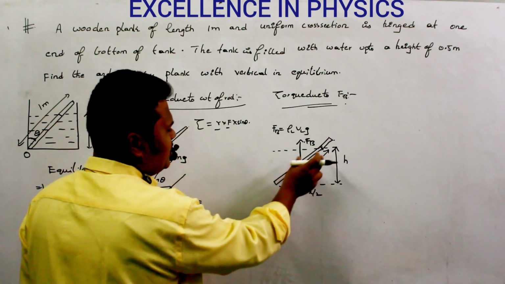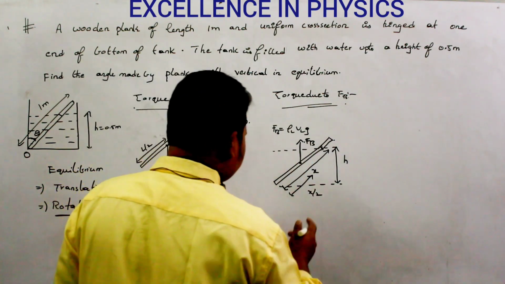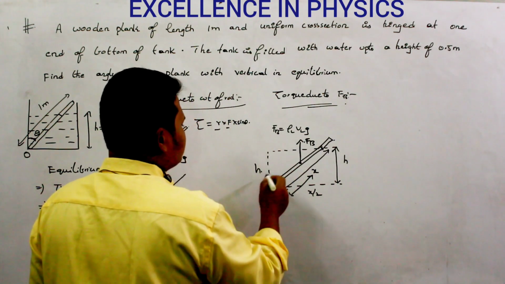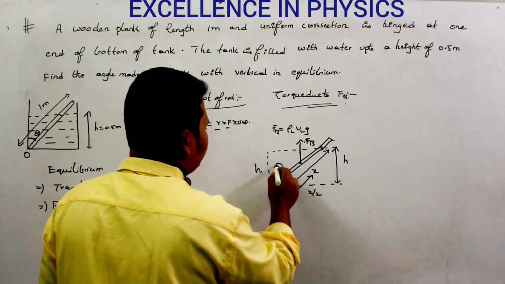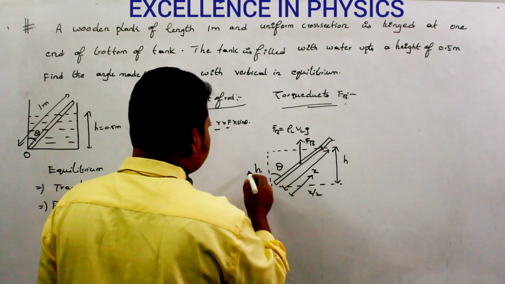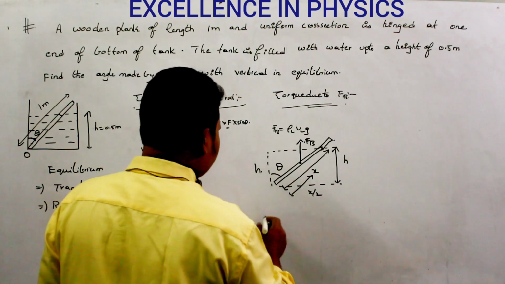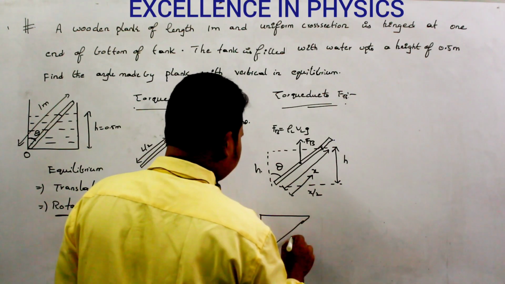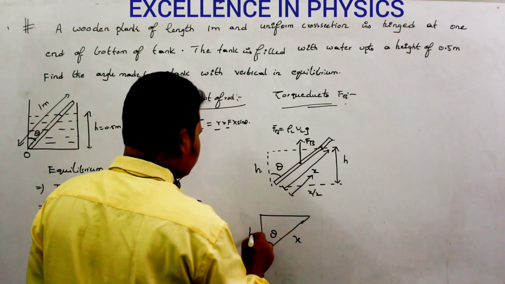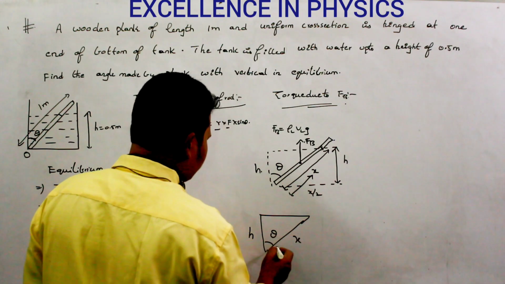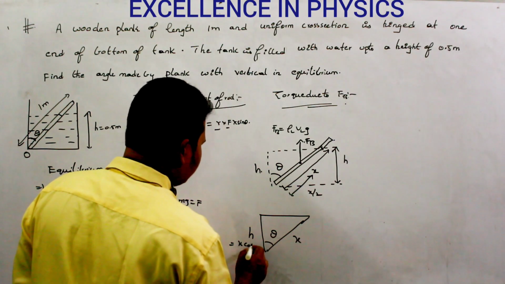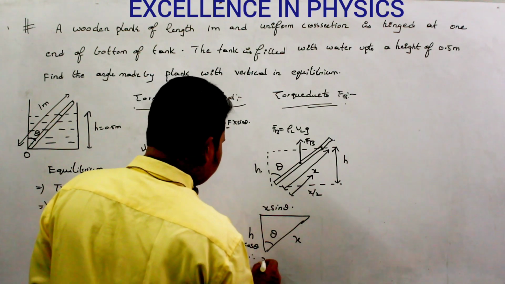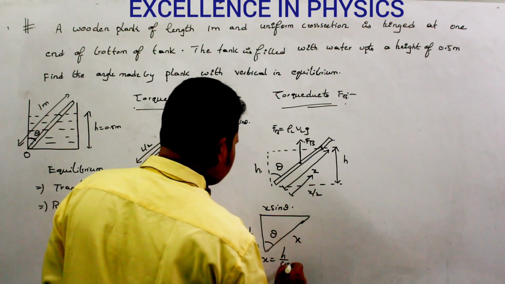Now how can I calculate this x value? The x value we can calculate very simply. If this is h, then this value is also h here. So this x, this is angle theta. This x I can split into two components: this is x cos theta and this is x sin theta. So this is theta, this is h. Therefore, what can I write? x is equal to h by cos theta.